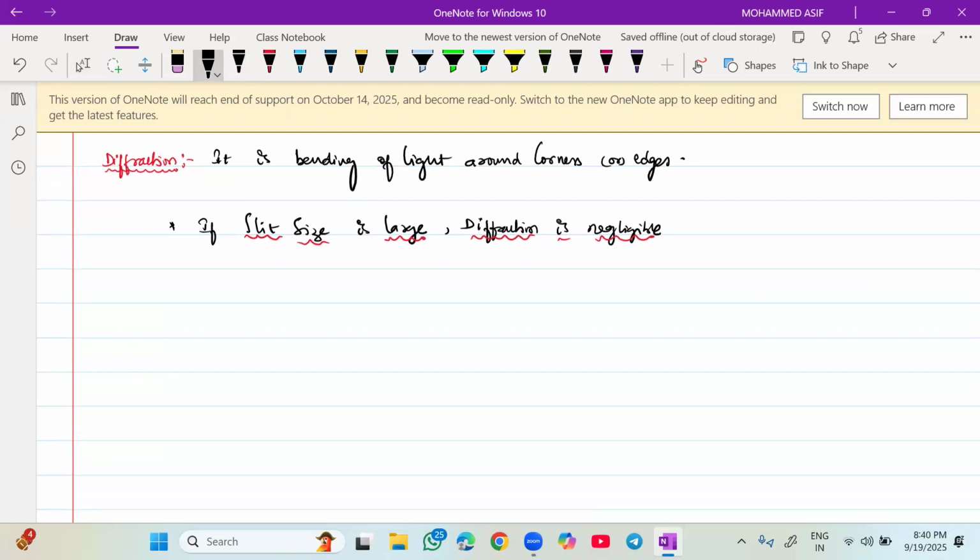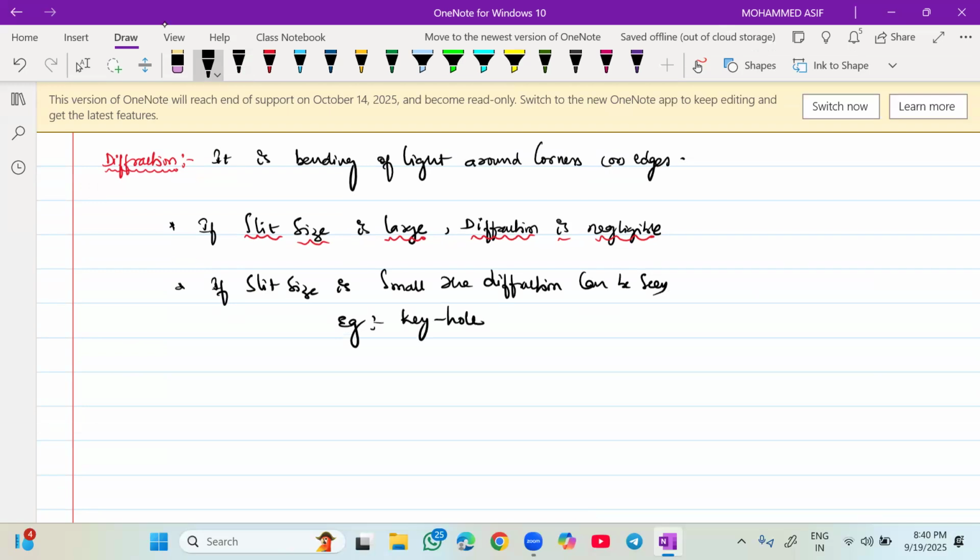Okay. So if the slit size is small, then diffraction can be seen. Example: keyhole. Am I clear?